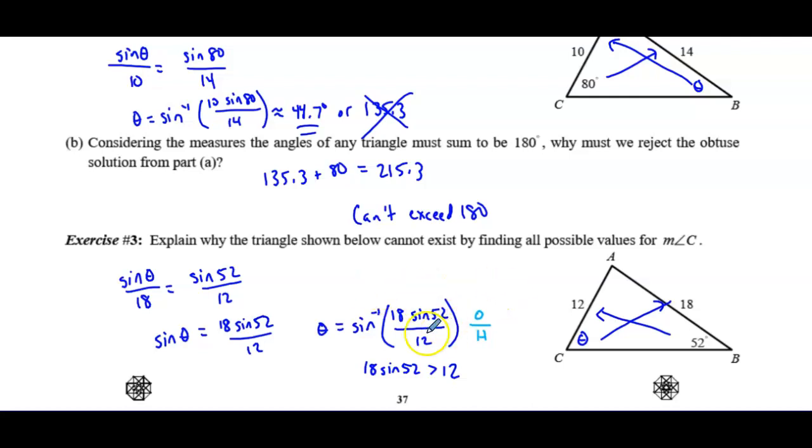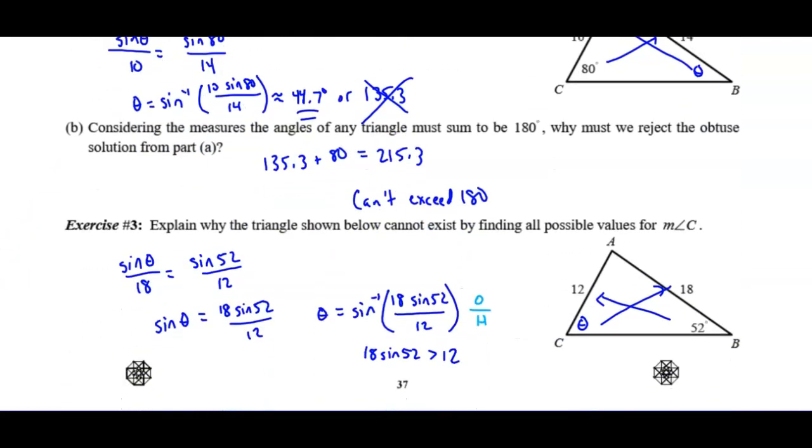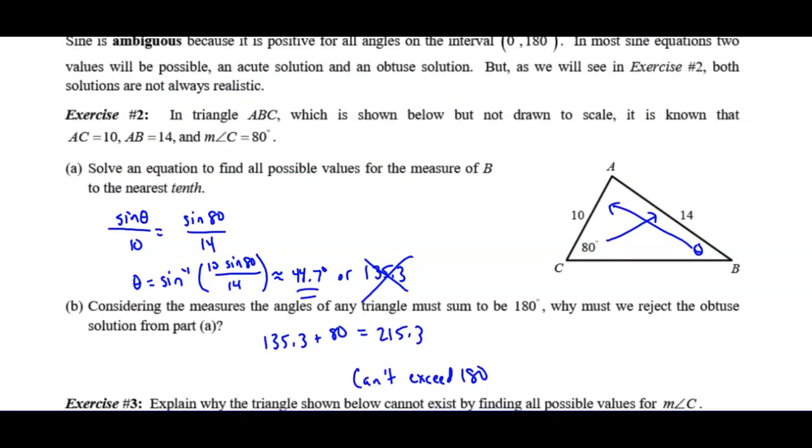So if you type this into your calculator, you probably got an error message, and that's because the numerator can't be bigger than the denominator in an inverse sine or an inverse cosine equation. So that's why this triangle doesn't exist. So there's a scenario where the opposite side was smaller than the adjacent side, and we got no solution. Sometimes we get no solution, sometimes we get two solutions. And sometimes when that opposite side is longer, like in exercise 2A, that's when we get just the one solution.